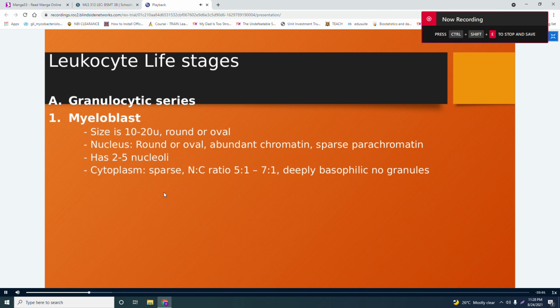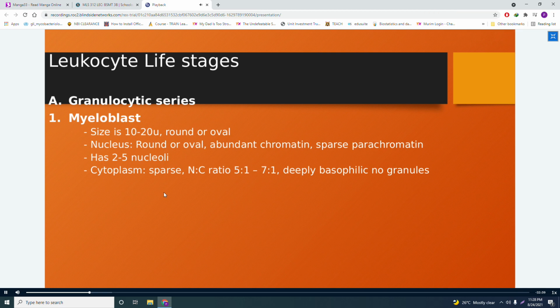Lymphopoiesis. Now class, as you recall in the introduction to hematology, we have your two types of WBC, your granulocytic and agranulocytic WBC. So our first topic would be the granulocytic series. Okay class, always remember the first type of cell always has the word blast. So for your granulocytic series, we have your myeloblast.